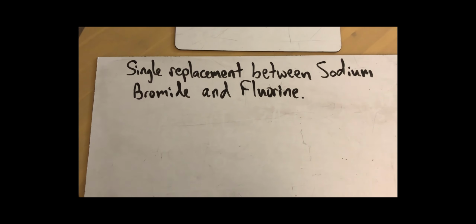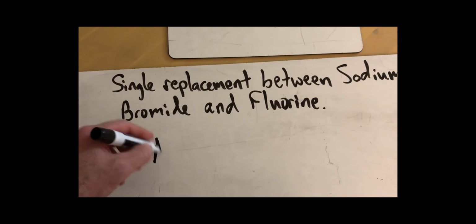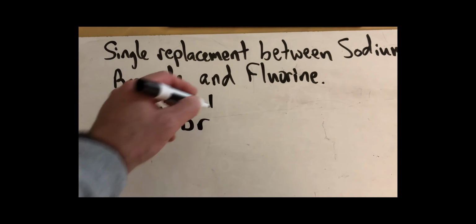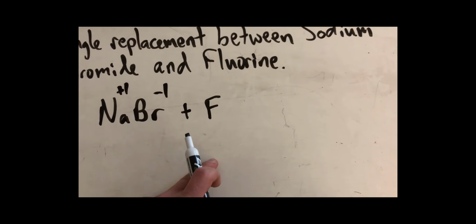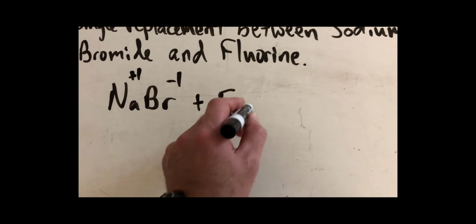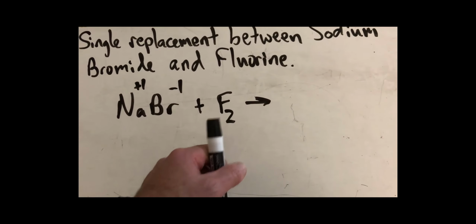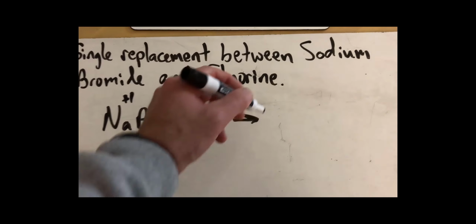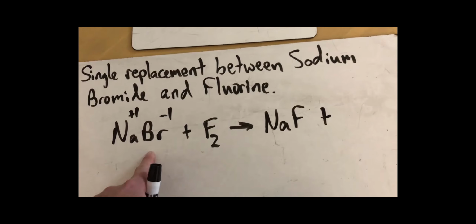This time we have a single replacement reaction between sodium bromide and fluorine. Okay, so sodium bromide, okay, is +1 -1 charge, so I don't need to put any little numbers here. It's going to react with fluorine. Okay, fluorine, if you remember off the diatomics list, it is by itself here, so we need to put that together. So single replacement, fluorine is a negative charge, so these are going to swap places. So we're going to have sodium fluoride and bromine will be by itself.